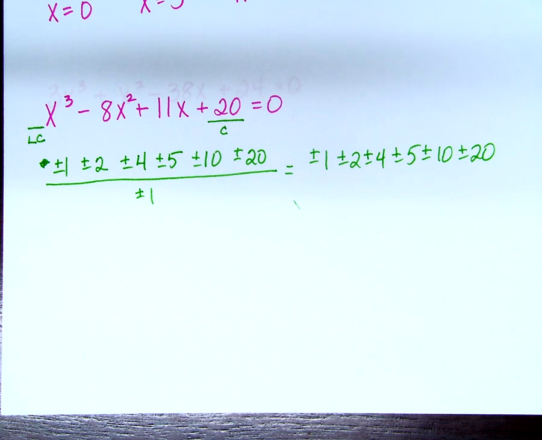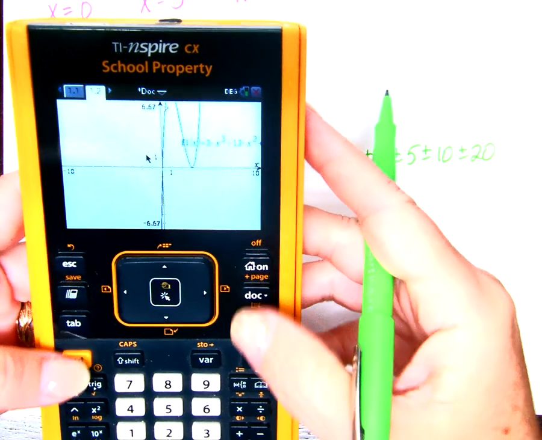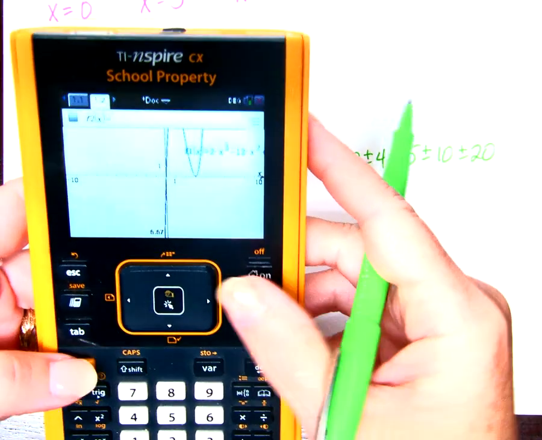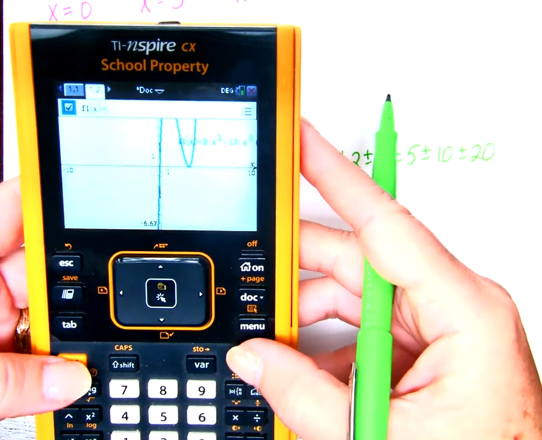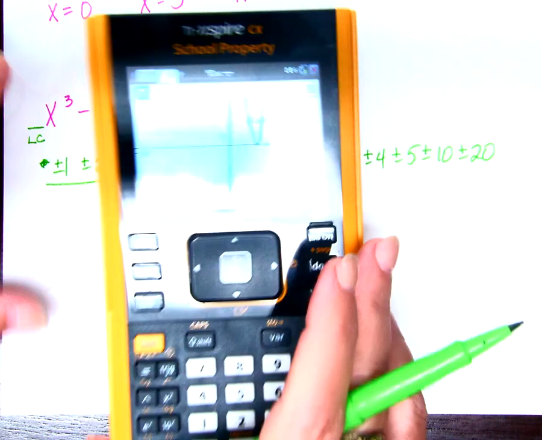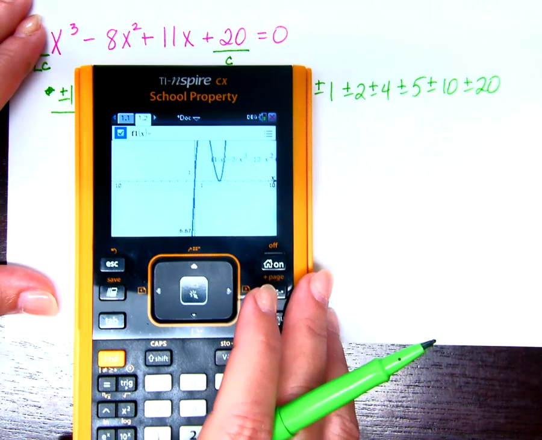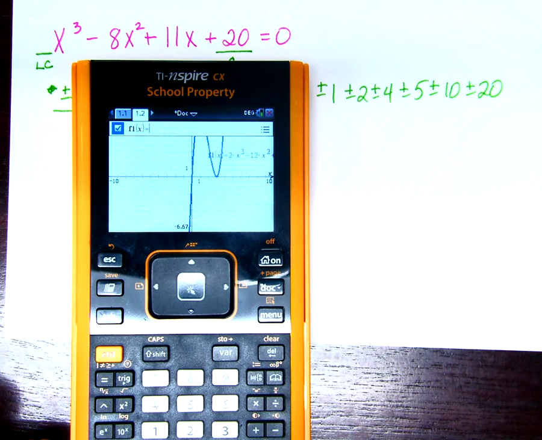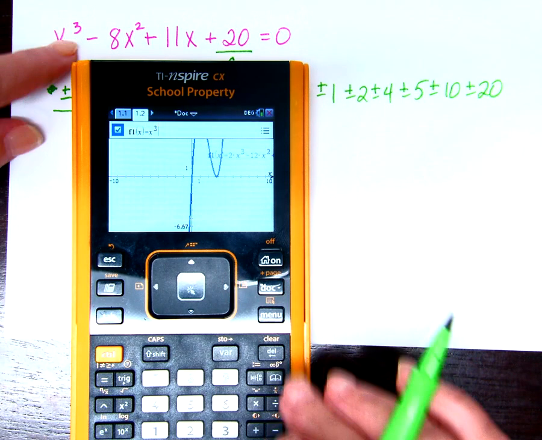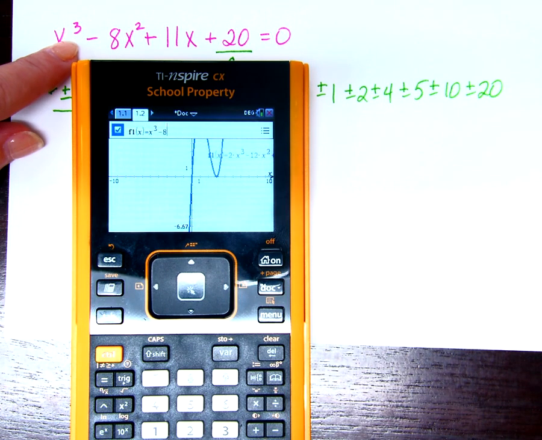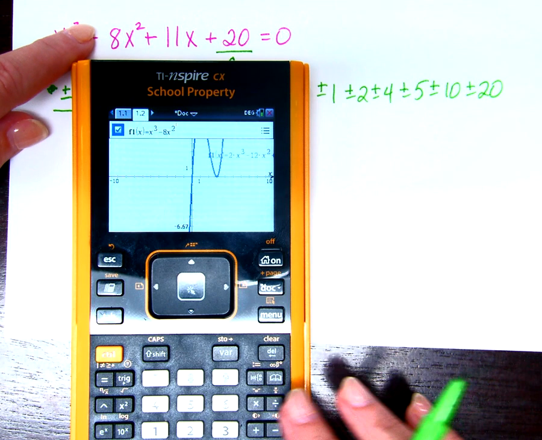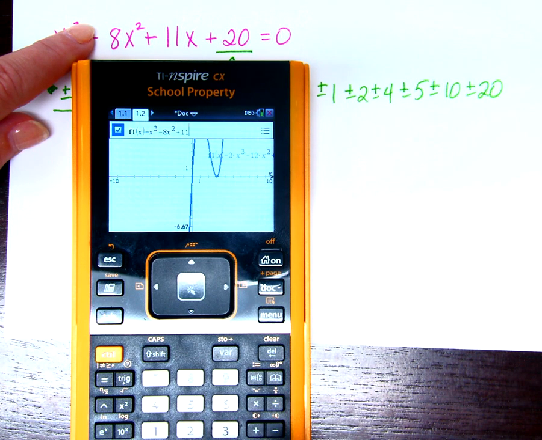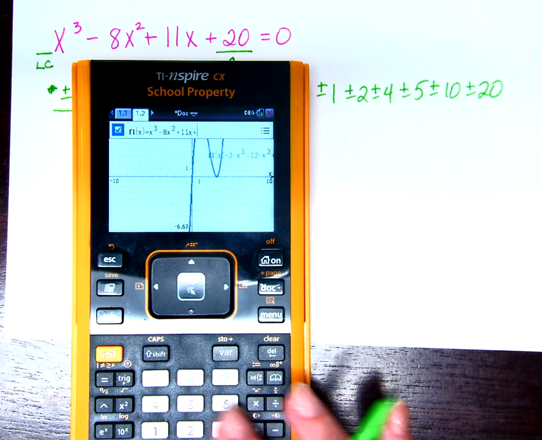But here's what I know that we can do. We can harness the technology, and we can go to our calculators. I would like you to do this with me, okay? I'm not performing for you. I'm showing you how to do this problem, so I want you to do this with me. So in your calculator, I want you to put in x raised to the 3rd power minus 8x squared plus 11x plus 20.